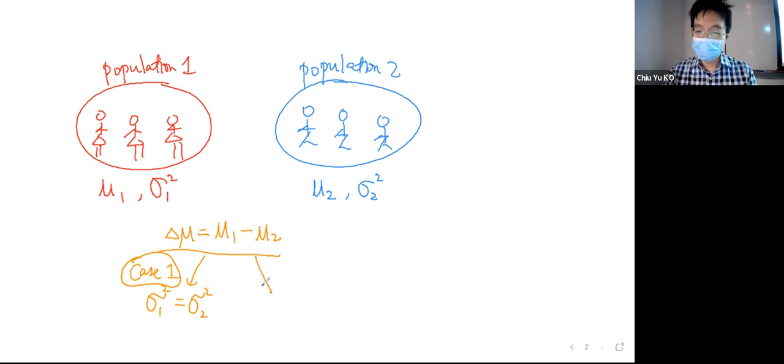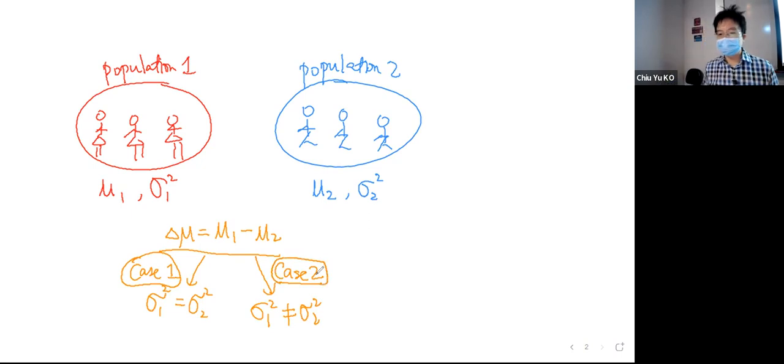And of course, a more general case is where you can't make this assumption. You have to use the more generic case, where they're not equal. That's how we do it. So those are the two cases we want to study, and those are the two tests we'll cover in the next class.